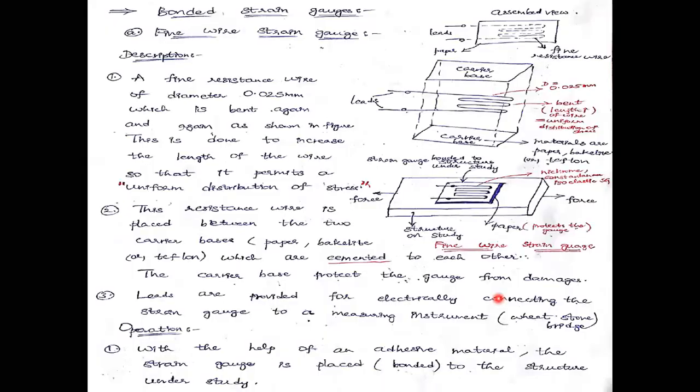There are so many other types of bonded strain gauges. You can go through Sahani textbook or Kalsi textbook. I will show different types of strain gauge diagrams in the next class. Okay, I am going to stop here. We will discuss the next new topic in the next class. Okay.